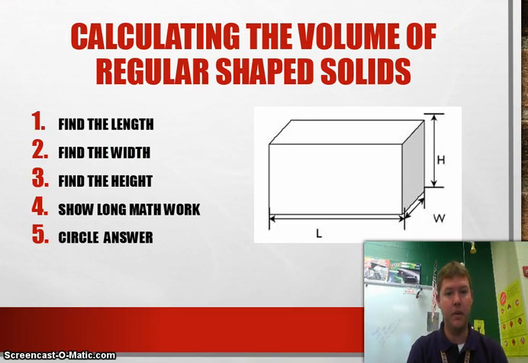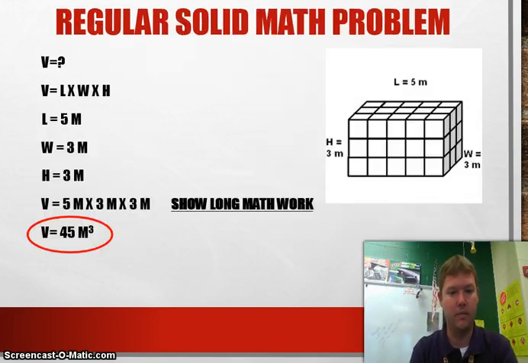So when you go to calculate the volume of a regular shaped solid, there are certain things that you have to do. Number 1, find the length. Number 2, find the width. 3, find the height. 4, show your long math work, so you got to show me your long multiplication. And then finally, circle the answer you want me to grade. Make sure it has the correct units.